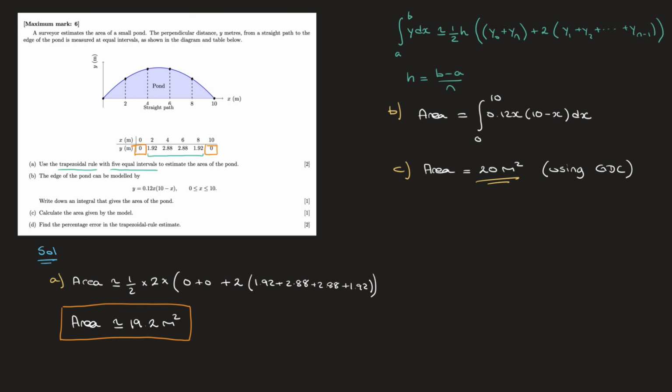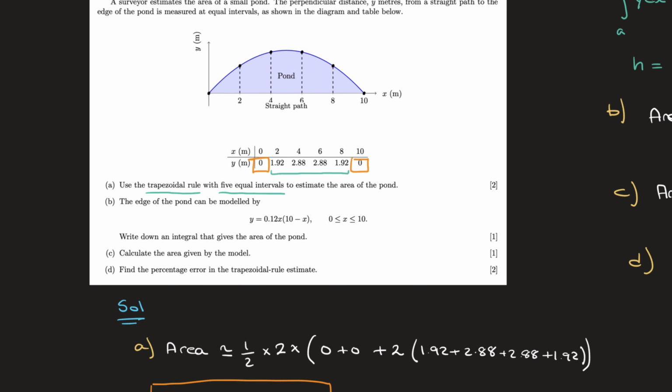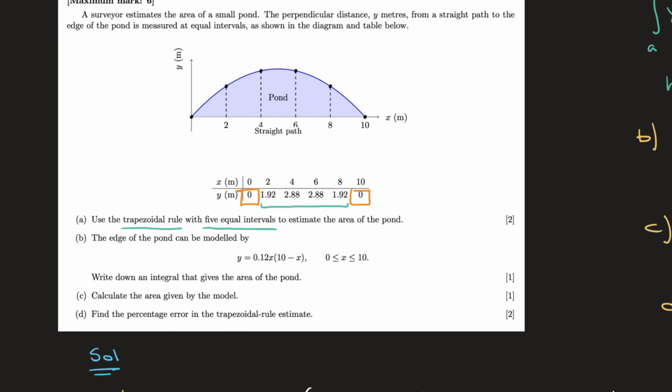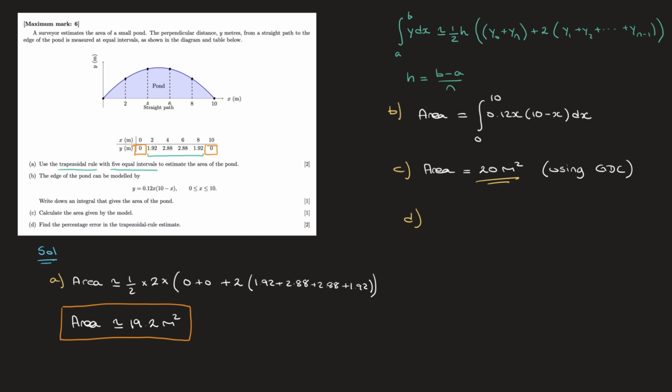All right, finally, we move on to question D. And in this question, let me zoom in on the question a bit. That should do. We're told, find the percentage error in the trapezoidal rule estimate. Okay, so let me quickly zoom back out. So essentially, what we're being asked to find here is the percentage error that we're making when we use the trapezoidal rule to estimate the area compared to the exact area we just found with our calculator.